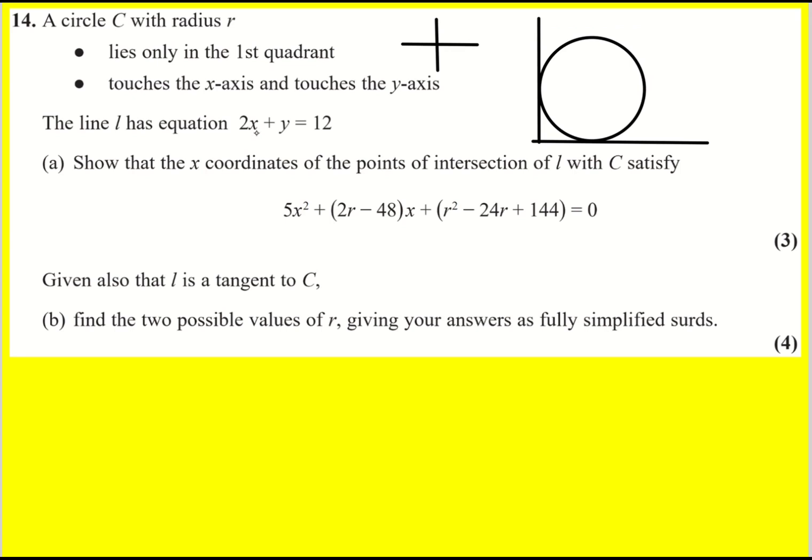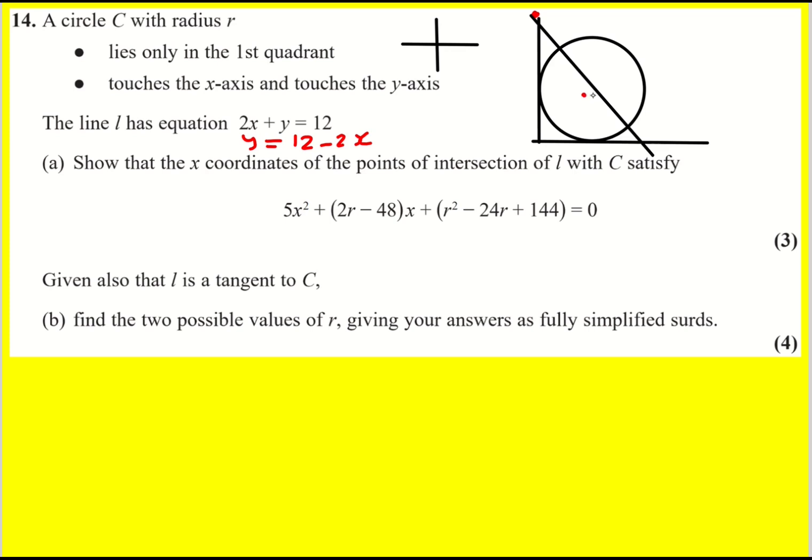And then we're told a line has equation 2x plus y equals 12. So y is equal to 12 minus 2x. Okay, so maybe that's going to be, say, up here, and it might come down like this. We're told to find the points of intersection in terms of r, because as the radius changes and the circle becomes bigger or smaller, then the points of intersection are going to change.